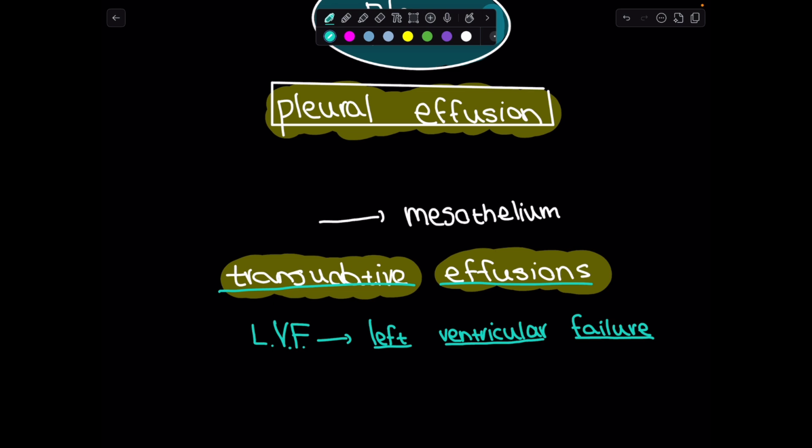How do we distinguish LVF-related effusion from other causes on imaging? Bilateral effusions, cardiomegaly, and pulmonary edema on X-ray or CT strongly suggest LVF, but fluid analysis confirms it's transudative.